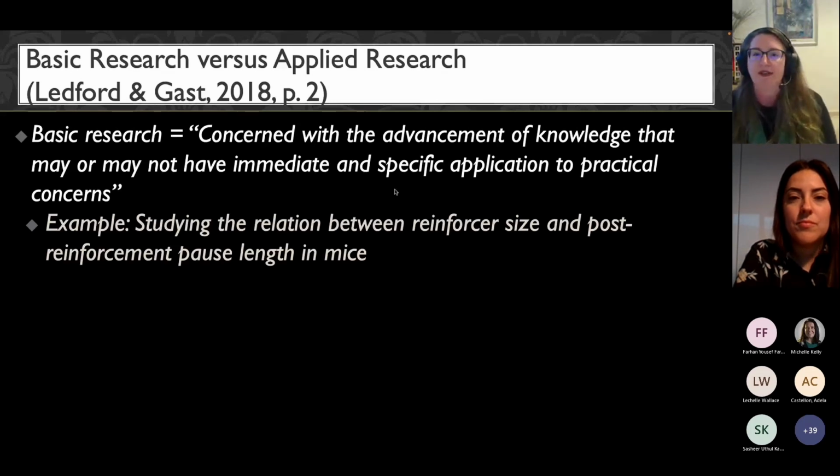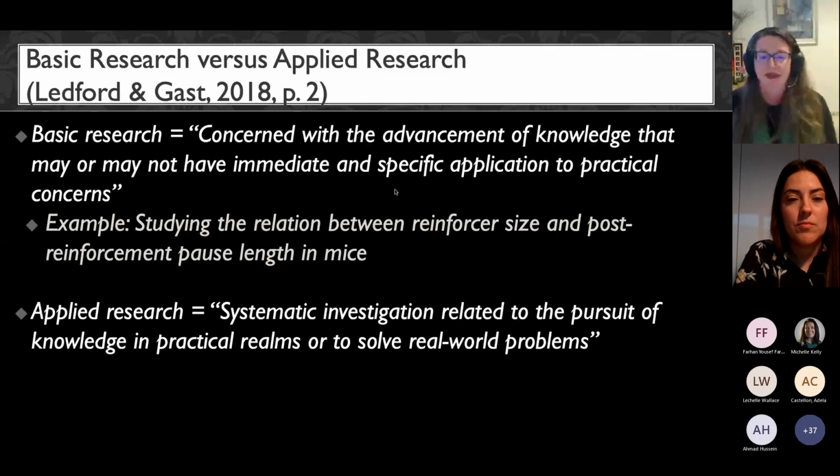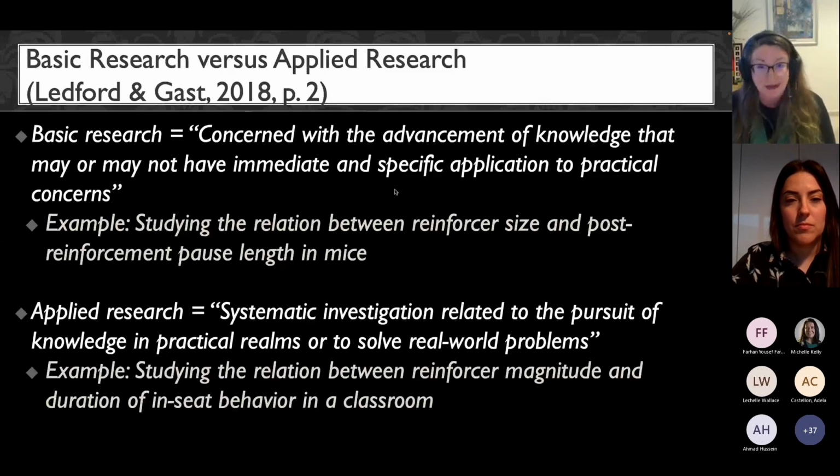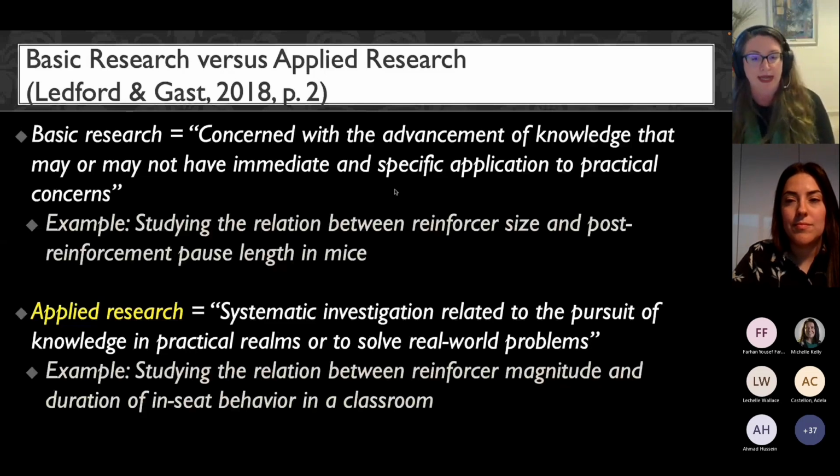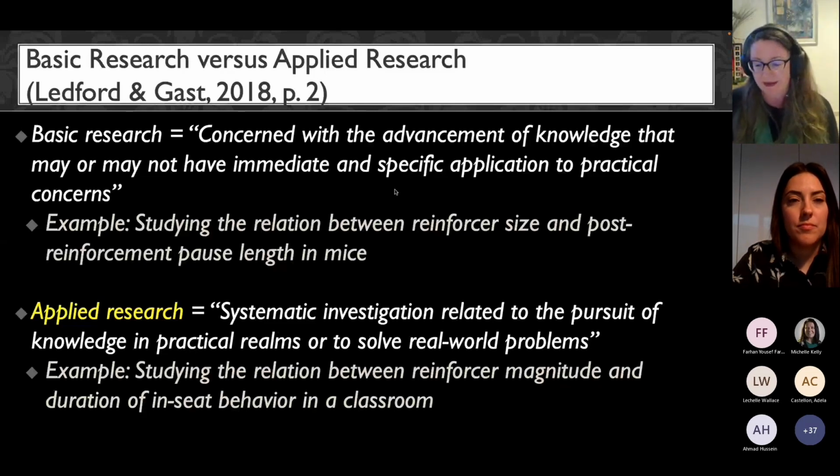Basic research is concerned with the advancement of knowledge, and it may or may not have immediate and specific applications to practical concerns. We might be studying, for example, the relation between reinforcer size and post-reinforcement pause in mice. That's in contrast to applied research, a systematic investigation related to the pursuit of knowledge in practical realms or to solve real-world problems. An example might be studying the relation between reinforcer magnitude and duration of in-seat behavior in the classroom. Usually in ABA research, we're talking about applied research, something that has real-world impact.